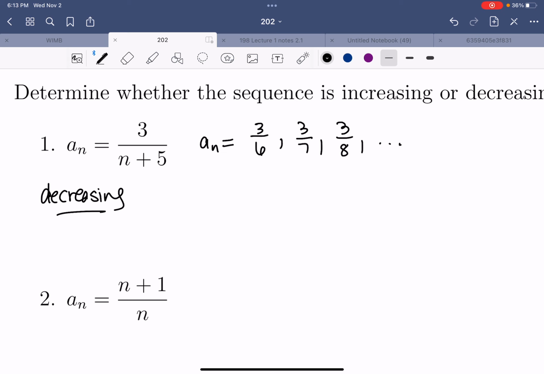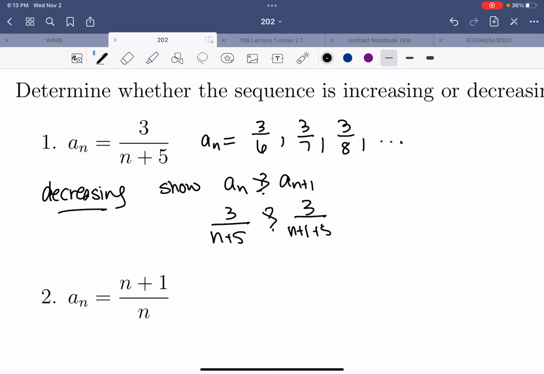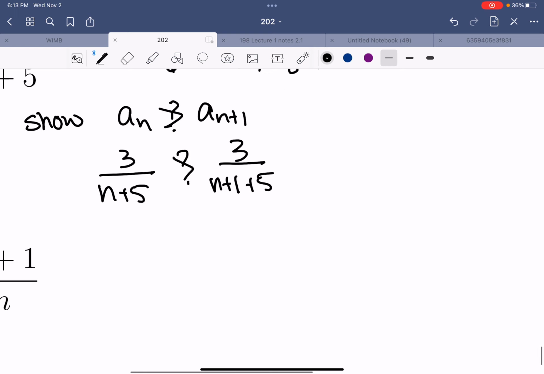So we want to look at an compared to an plus 1. We're trying to show that an is greater than an plus 1, because that'll mean that your sequence is decreasing. So an is 3 over n plus 5, right? And we're putting a question mark over that because we're trying to show that. And an plus 1 is 3 over n plus 1 plus 5. Well, really, that is just 3 over n plus 5 compared to 3 over n plus 6.